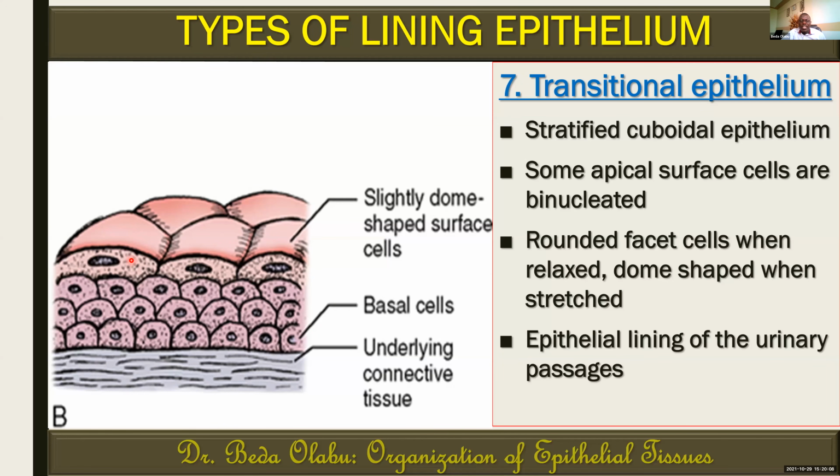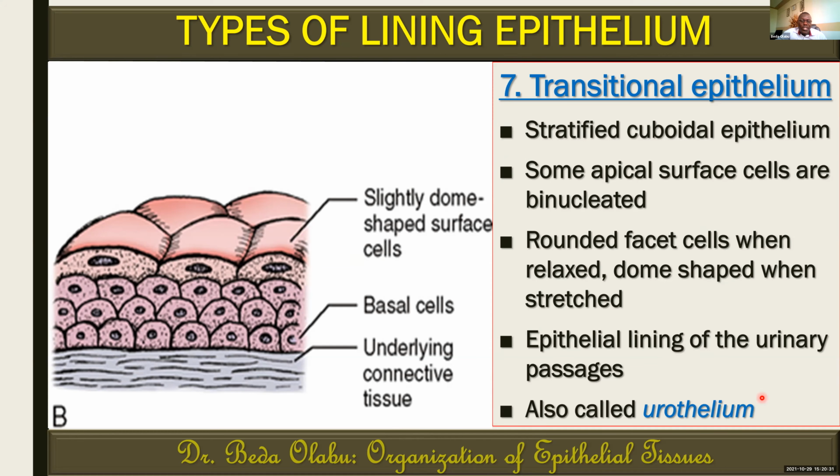We find it in the following sites: minor calyces, major calyces, renal pelvis, ureter, urinary bladder, and the urethra. So those are the urinary passages.